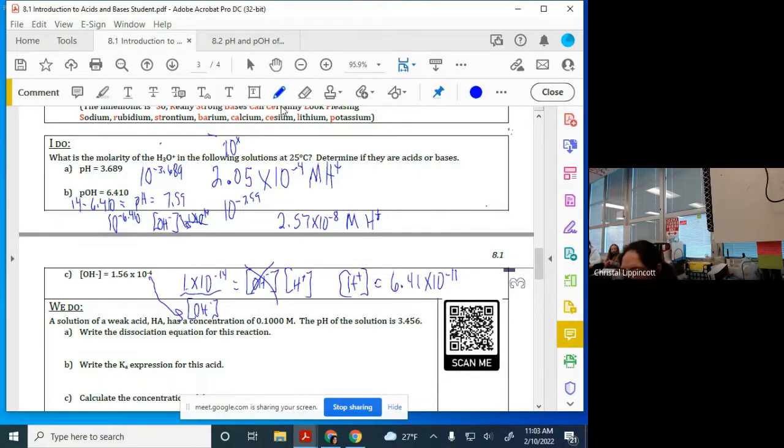Questions about that? If we were trying to find the pOH instead of the concentration, how would you find that? The pOH of this would equal the negative log of this value. So if you want to know what that is, negative log of 1.56 times 10 to the negative 4. The pOH for this would end up being 3.81.